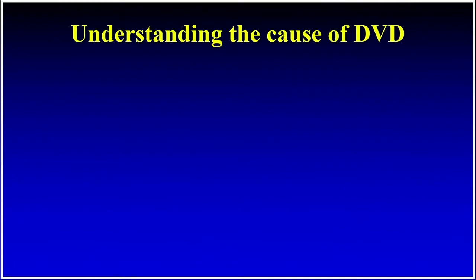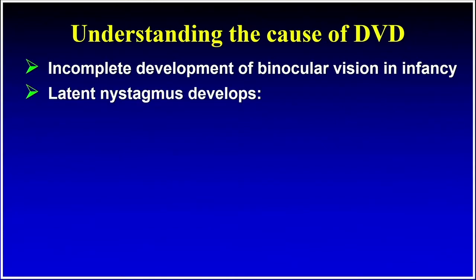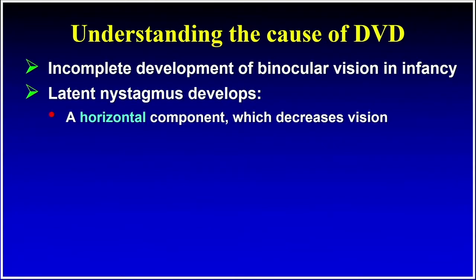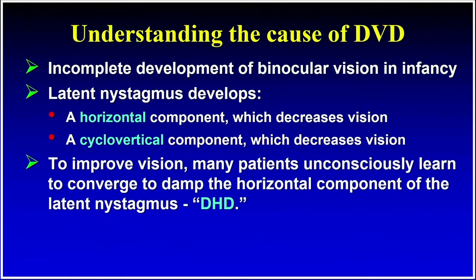Now, it's necessary to go back and briefly review what we found out about 20 years ago regarding the cause and mechanism of DVD. First, there's incomplete development of binocular vision in infancy. Latent nystagmus then develops a horizontal component which decreases vision, and a cyclovertical component which also decreases vision. Now, to improve vision, many patients unconsciously learn to converge to damp the horizontal component of the latent nystagmus.